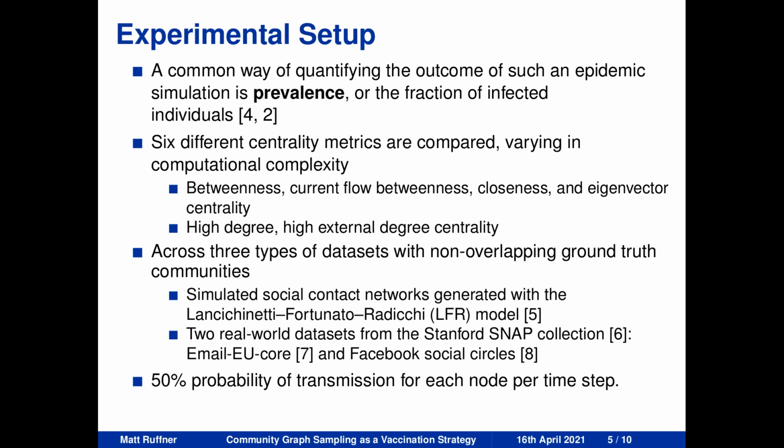These centrality metrics are evaluated on both simulated and real-world networks. LFR models were generated and used with parameters consensual with literature in addition to the Europe email dataset and Facebook Ego Circles dataset from the Stanford SNAP repository. A quantity known as prevalence is used to judge the effectiveness of the centrality metrics as a vaccination strategy. This quantity represents the fraction of infected individuals at the end of a simulation.